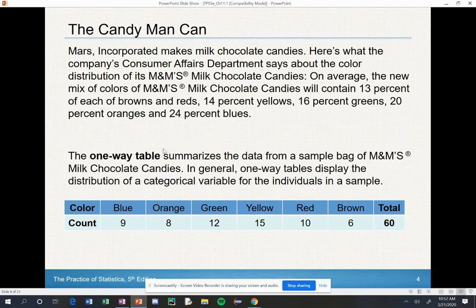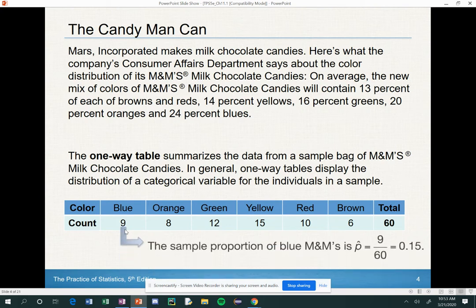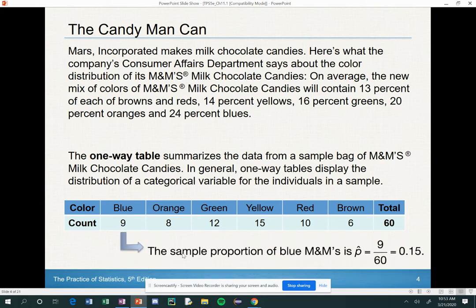So in this sample, what happened? They took one bag of M&Ms that was size 60, and then they found these observed counts. So here we are. We got 9 blue ones. Notice 9 is not a probability here. 9 is a count. We observed 9 blue ones out of our particular bag. So here, the sample proportion is 9 out of 60, which is 0.15.